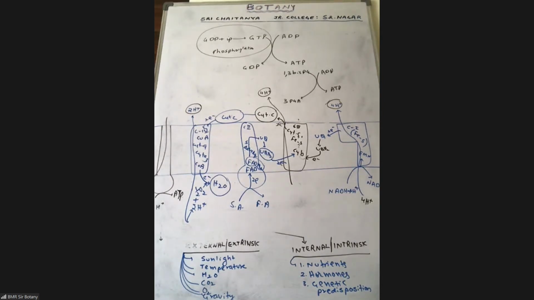Arithmetic growth is calculated as Lt equals L naught plus rt. If it is geometric growth, it is calculated as W1 equals W naught e to the power rt, where W1 is the final size and W naught is the initial size.